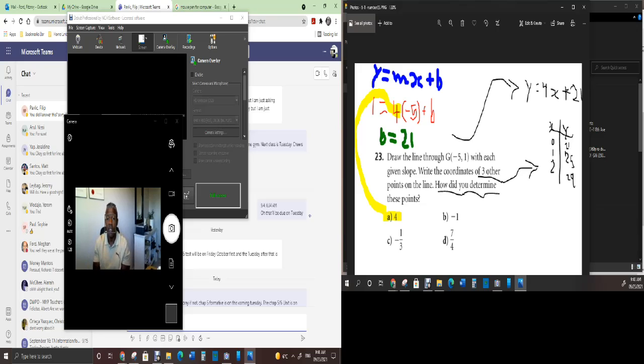And now once I have a whole new equation, I can still use my x values 1, 2, 3 or 0, 1, 2 in order to then generate my new ordered pairs. All right, moving on.